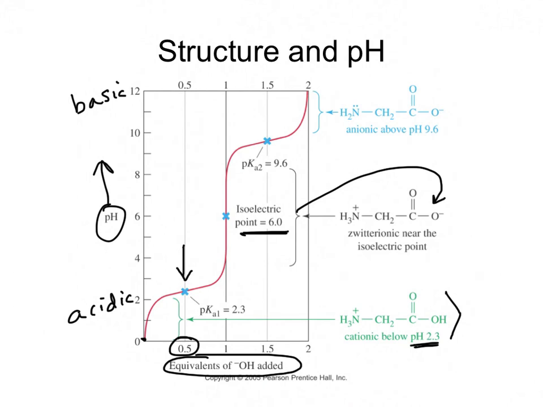So after half a mole is added, that's our pK1, and we've got half of this and half of this. After one full equivalent is added, we have totally this, completely all this. So that pH is 6. After we add another half equivalent, we've deprotonated half of those. So that again is where we have half of this and half of the totally deprotonated. That's pK2, right there, about 9.6.